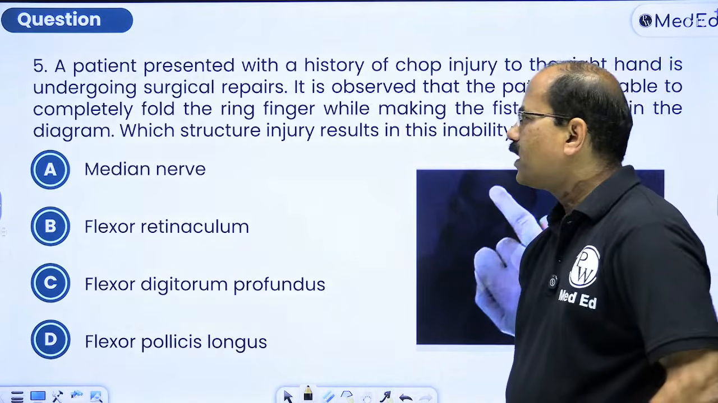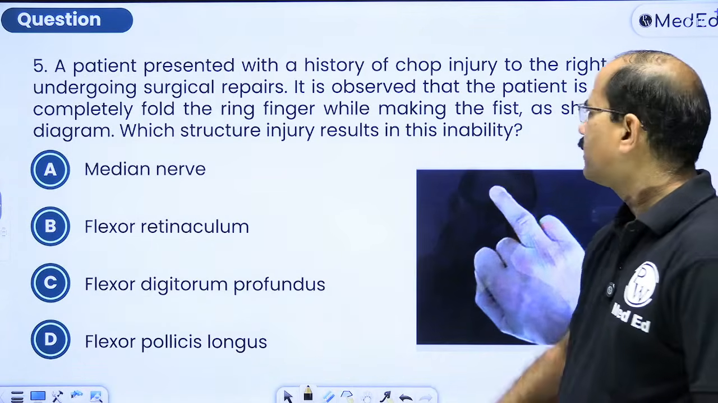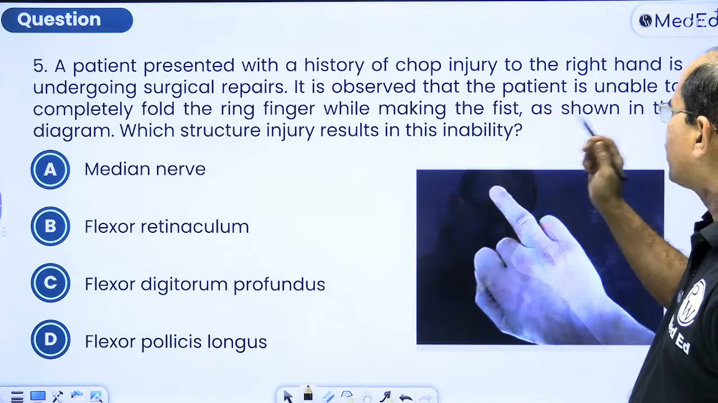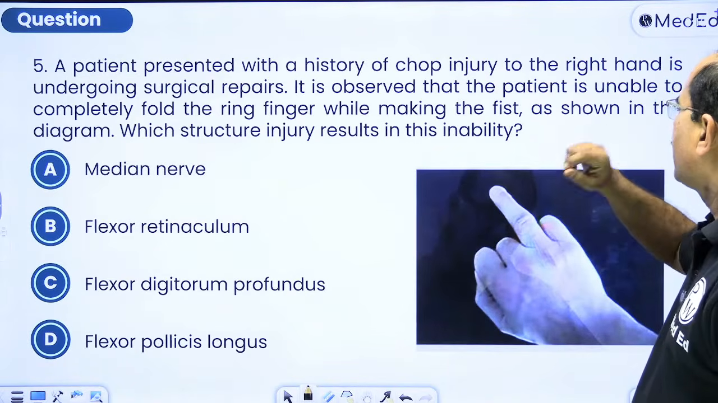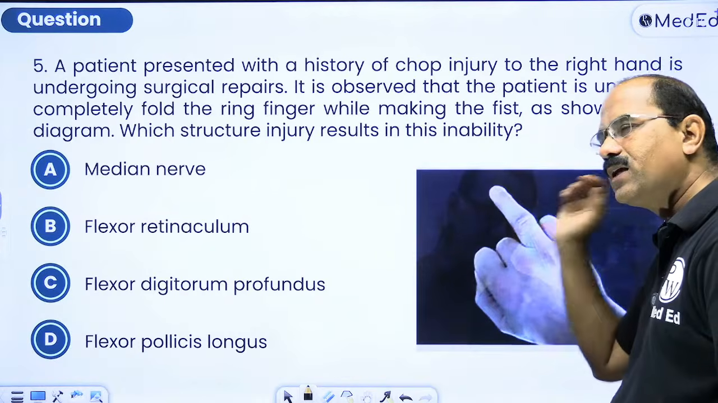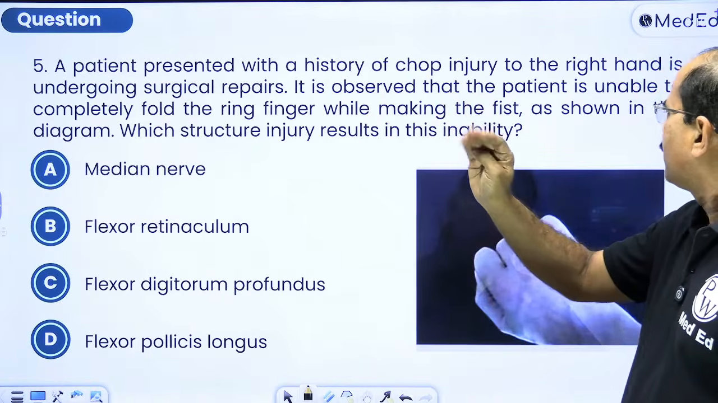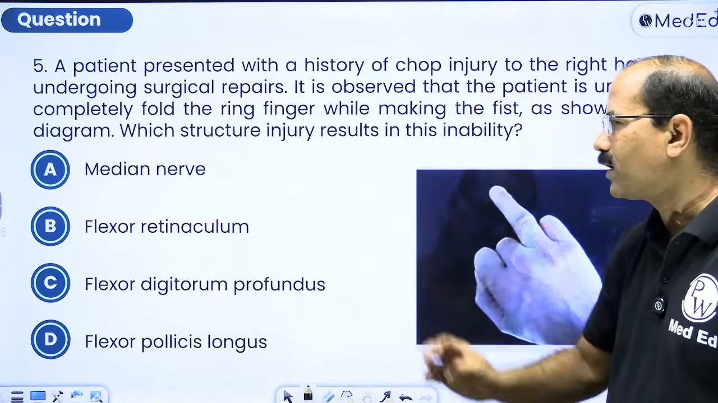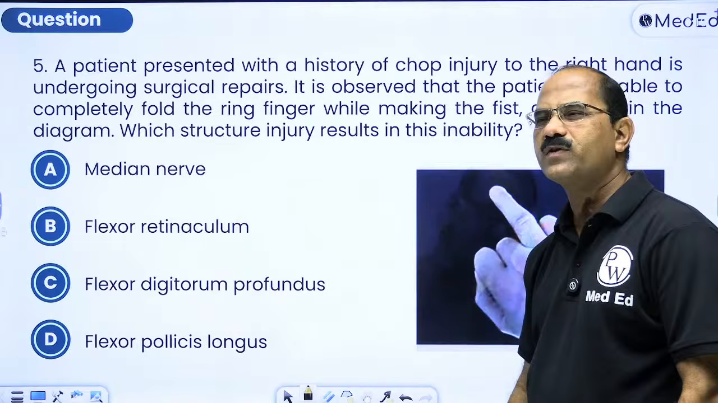Now look at this. A patient presented with history of chop injury to the right hand is undergoing surgical repairs. It is observed that the patient is unable to completely fold the ring finger while making the fist, as shown in the diagram. Which structure injury results in this inability? बोल सकते हो the person is unable to completely fold the ring finger. So what is the answer for this? Easy है. What is the answer for this?